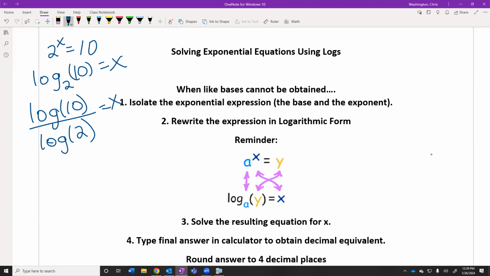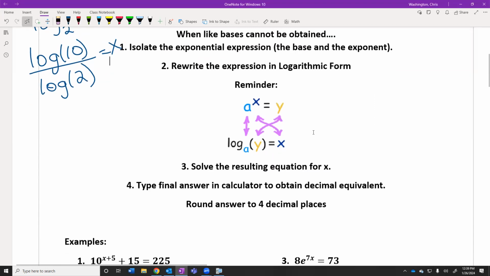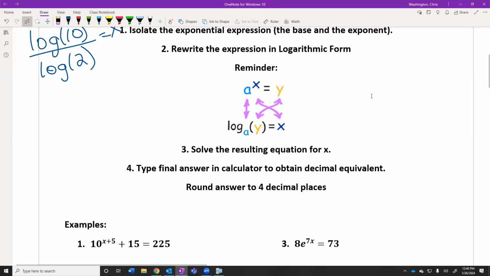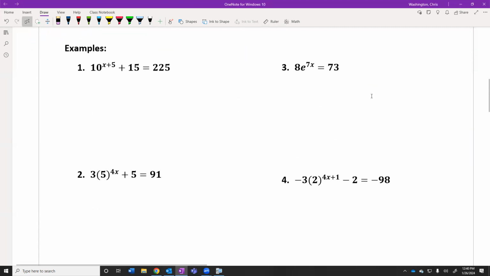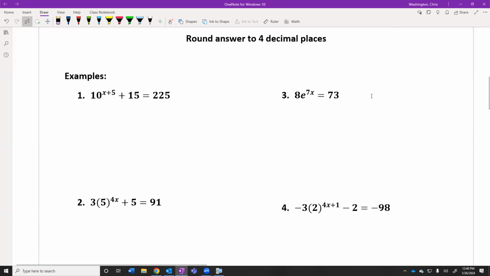We're not going to be able to get these bases the same. So we want to isolate the exponential expression, that's the base and the exponent. We're going to rewrite that as a logarithm. At this point, you should feel pretty comfortable taking an exponential and rewriting it as a logarithm. And then maybe x is by itself, maybe x is not by itself. We're going to get x by itself, type a whole bunch of stuff in the calculator, and we will be done. If we look at number 1, what is the exponential piece?